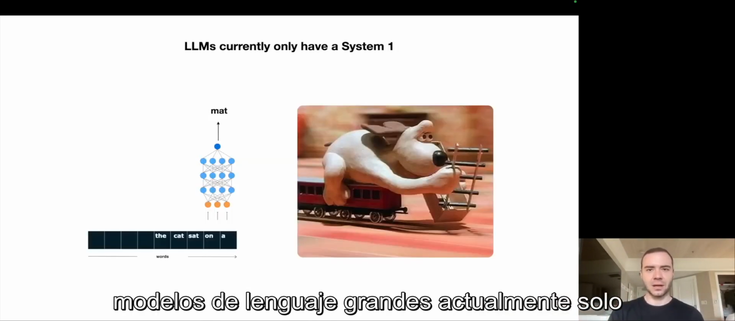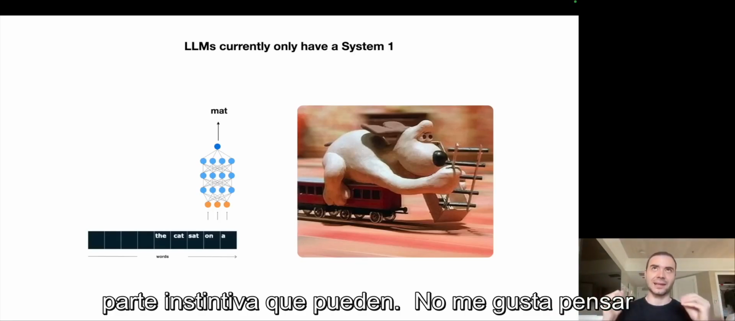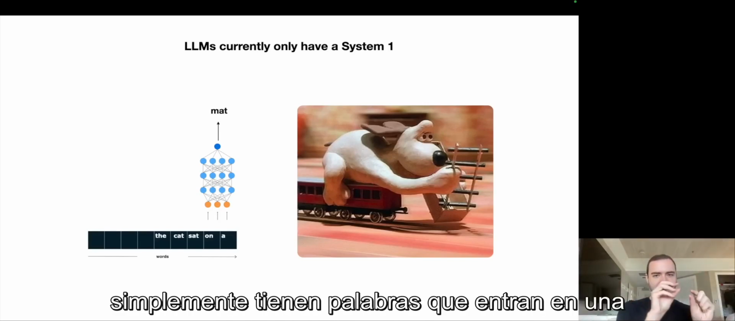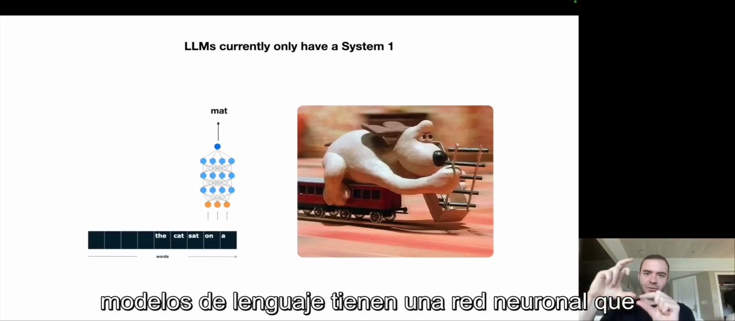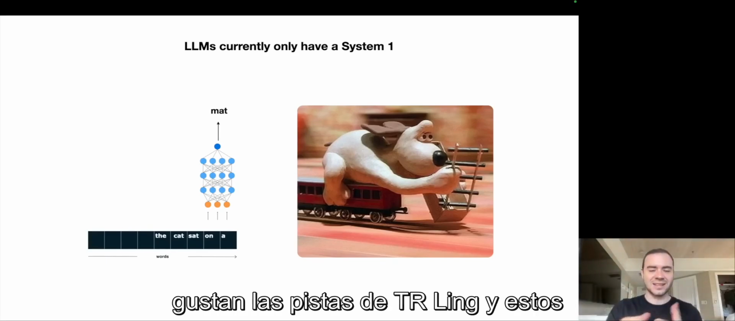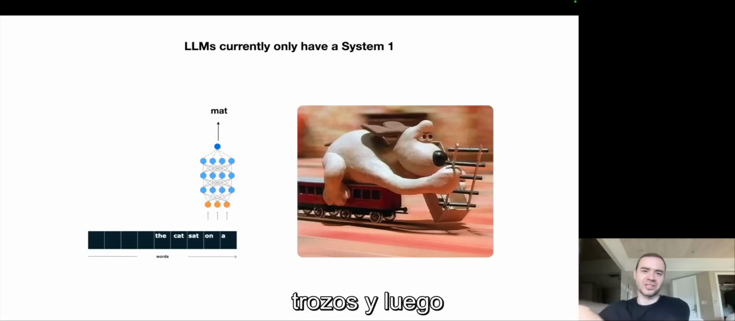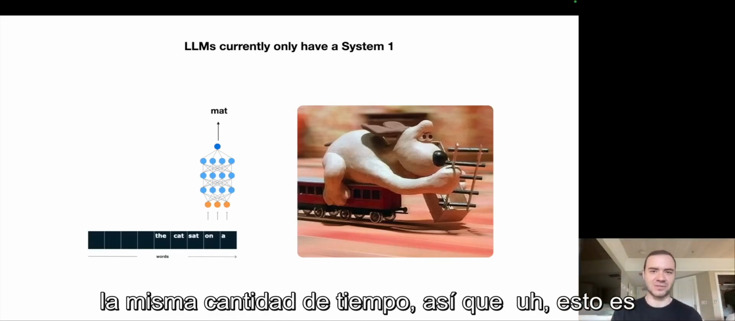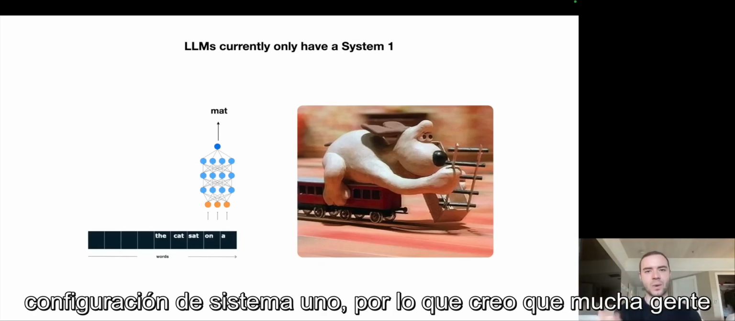Now, it turns out that large language models currently only have a system one. They only have this instinctive part. They can't think and reason through a tree of possibilities or something like that. They just have words that enter in a sequence, and a neural network that gives you the next word. It's like this cartoon on the right where you're laying tracks. As these language models consume words, they just go chunk, chunk, chunk, chunk, chunk, and that's how they sample words in a sequence. Every one of these chunks takes roughly the same amount of time. So this is basically large language models working in a system one setting.